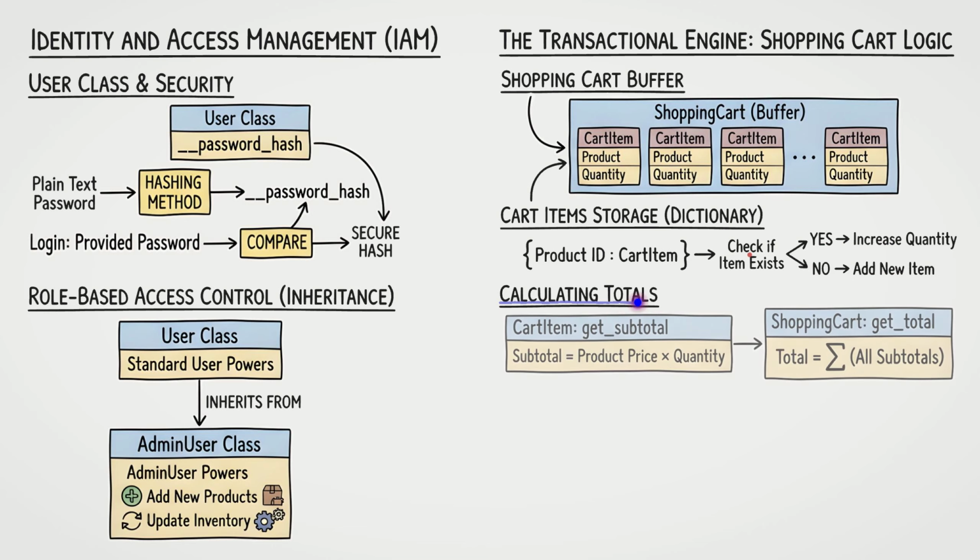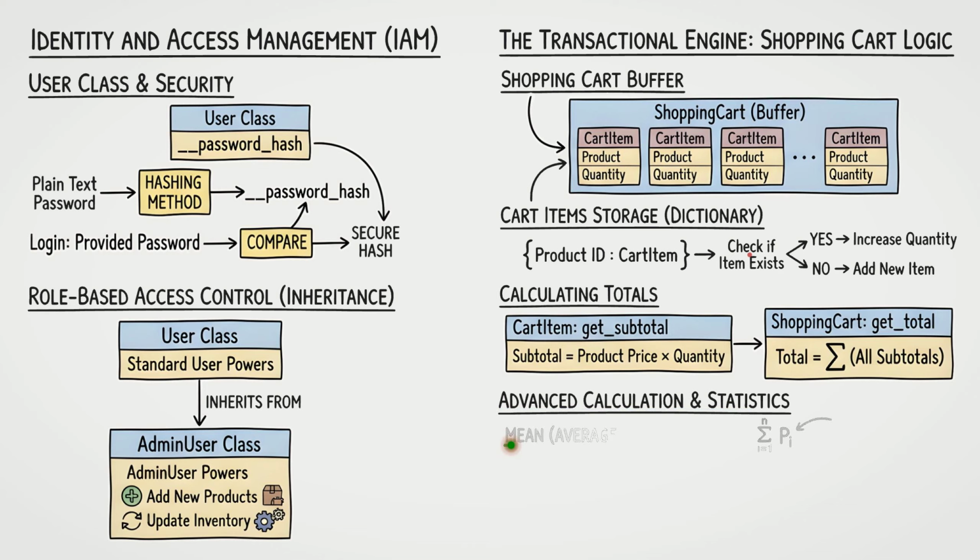Next, we have the logic for calculating totals. Each cart item knows how to calculate its own subtotal, which is just the product price multiplied by the quantity. Then, the shopping cart simply calculates the final total by summing up all of those individual subtotals. Modern carts can also provide insights directly to the user interface, utilizing advanced calculation and statistics.